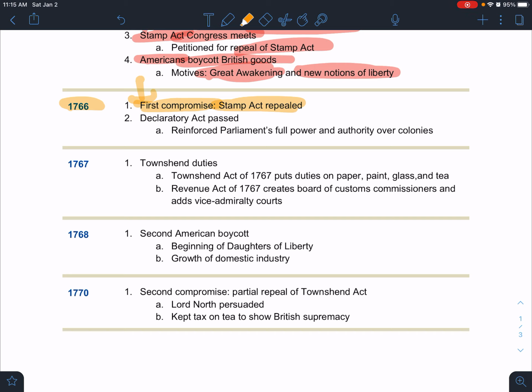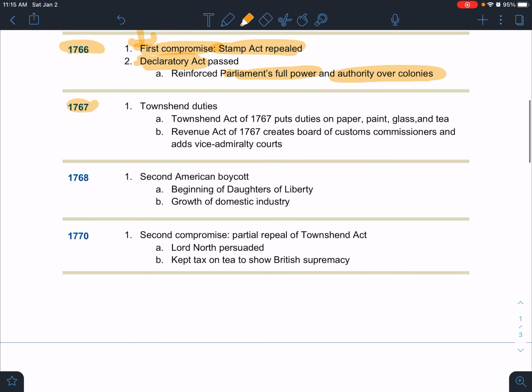But even though they repealed the Stamp Act, they still declare that Parliament has full power and authority over the colonies through the Declaratory Act. In 1767, the Townshend duties, which are the Townshend Act of 1767 and the Revenue Act of 1767, put duties on paper, glass, paint, and tea. It also creates a Board of Customs and adds more Vice Admiralty courts that I mentioned before, which have judges appointed by the British. And they add them in different areas, like different cities and different states.